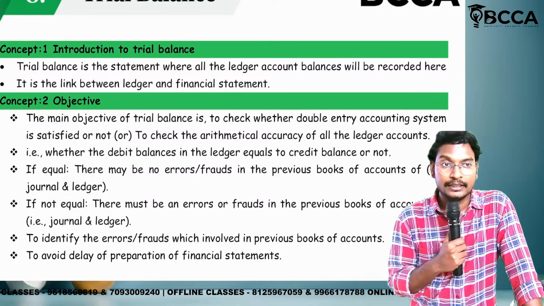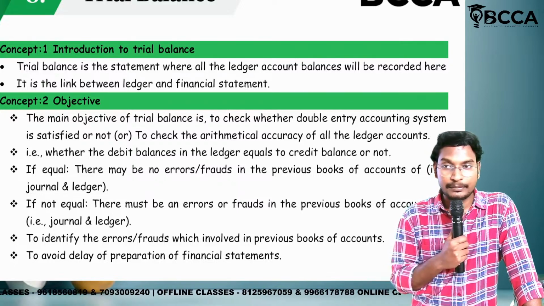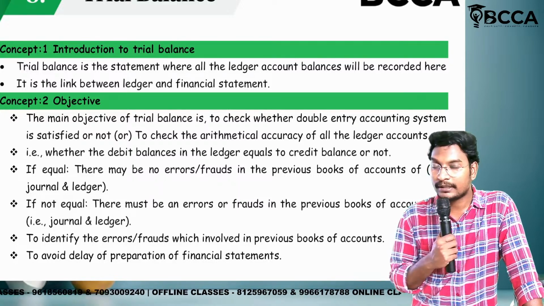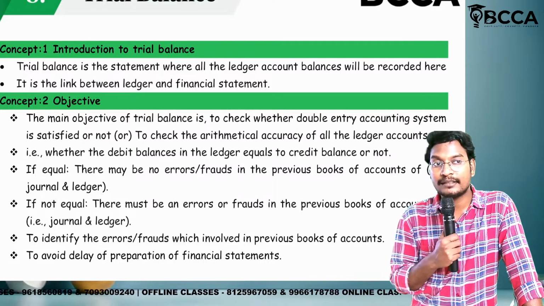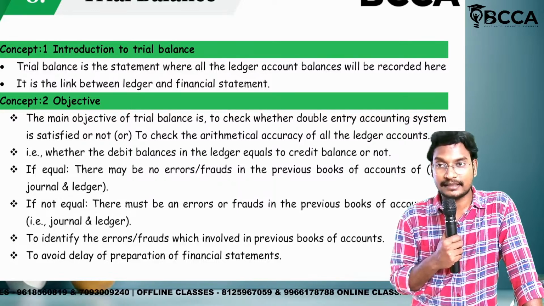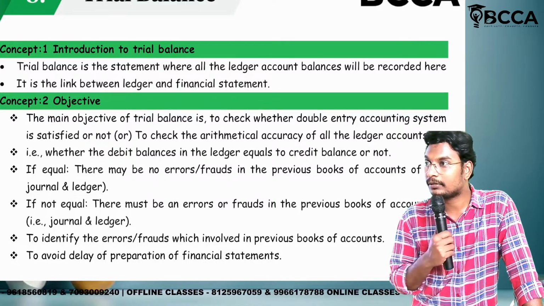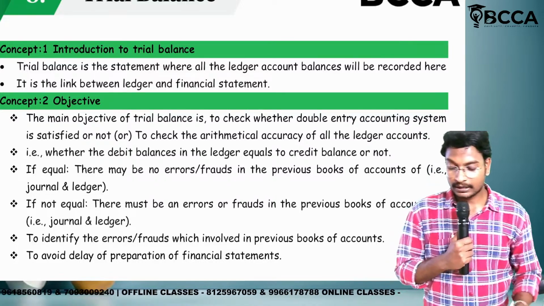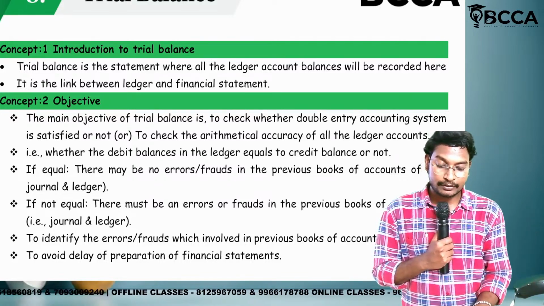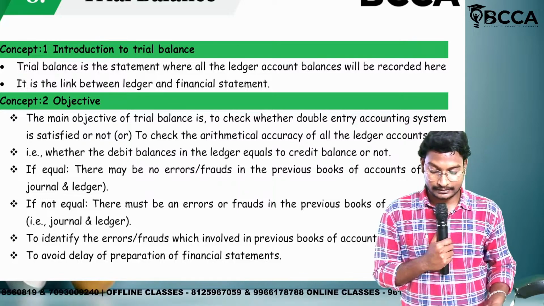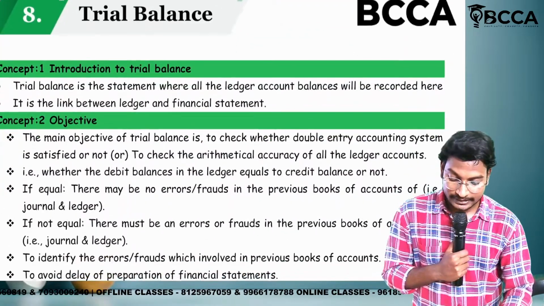It is not an account. In this statement, we will show the amount of debit balance and the amount of credit balance. If it is a debit balance, we will record it on the debit side. If it is a credit balance, we will record it on the credit side. This is a statement, not an account. Trial balance is a statement where all the ledger account balances will be recorded. Which balances? All the ledger account balances.